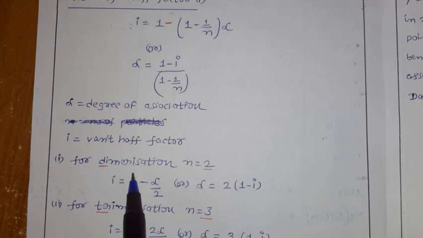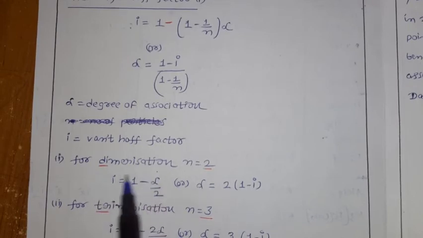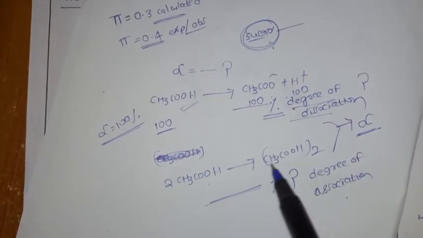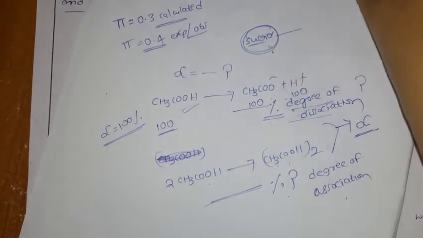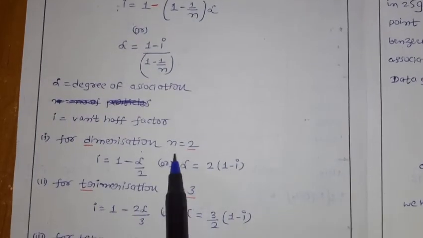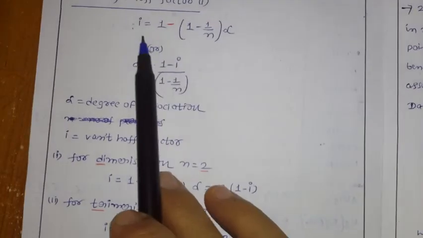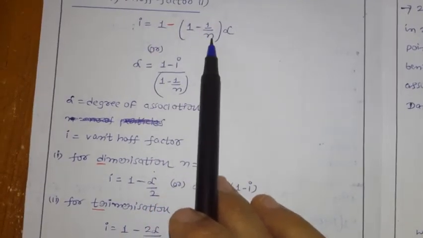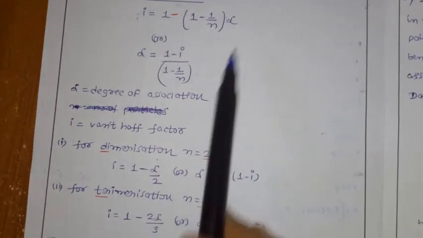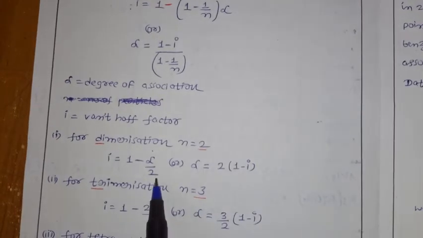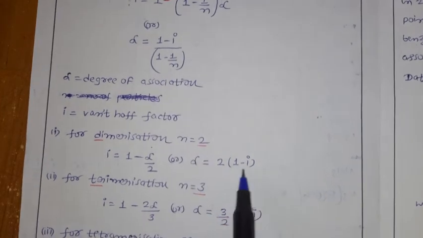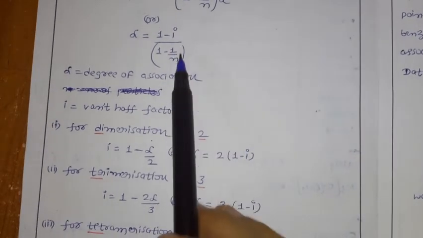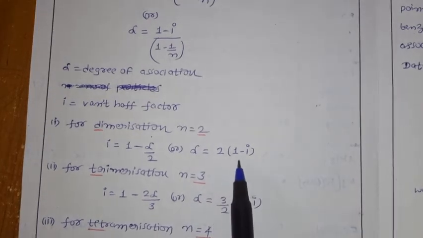For example, if a solid undergoes dimerization, dimerization means, for example, 2 moles of acetic acid undergo dimerization, so 2 molecules are added together. In that case, n equals 2. Now substituting in the formula, i equals 1 minus (1 by 2) into alpha. If you simplify, we get the Van't Hoff factor this much. For alpha, 1 minus i divided by (1 minus 1 by 2), so we get this much. So 1 by 2 goes inside, giving 2 into (1 minus i).